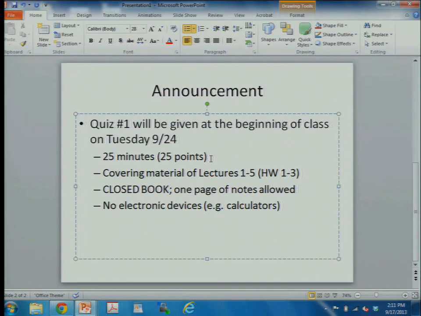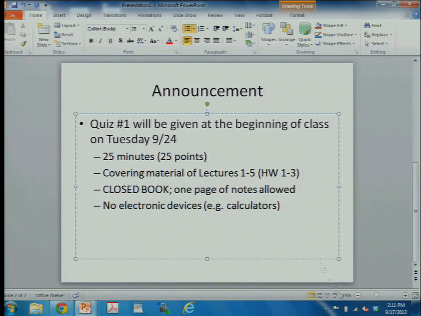Just one announcement. Next Tuesday at the beginning of class, we'll be administering the very first quiz. It's not a big deal, right? The quizzes are generally designed to be completed in 25 minutes, and they're always 25 points, so that helps give you an idea how much time you should be spending on each part of the question. So generally 25 minutes, 25 points.